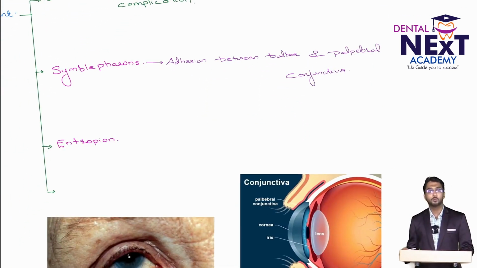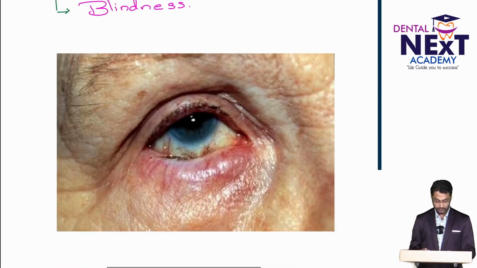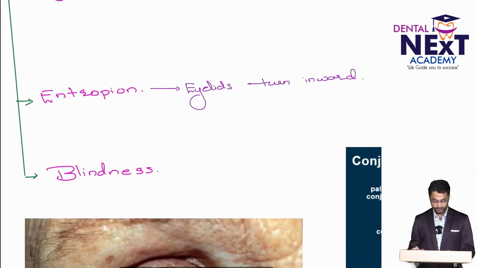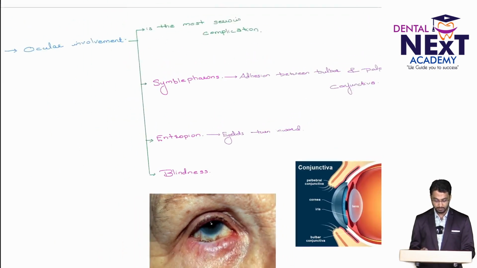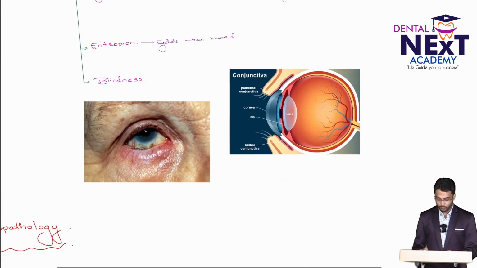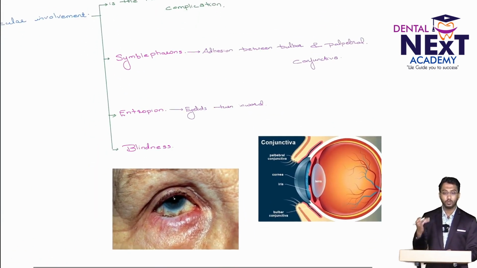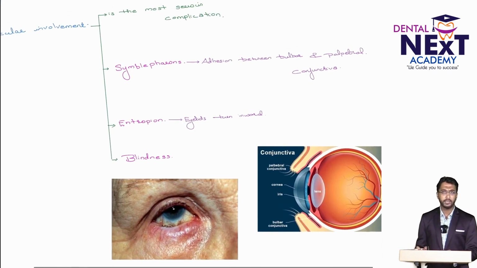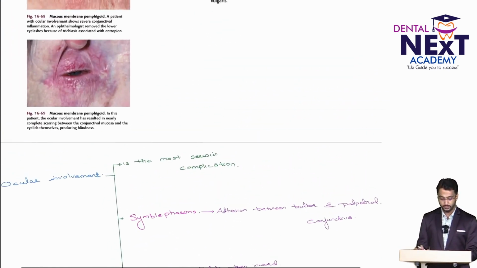Now, entropion is another term: the eyelids turn inwards. See, there's the inward turning of the eyelid. Finally you end up in blindness because of scarring. So basically, the ocular involvement is most serious: symblepharon, entropion, the inward turning of the eyelid, and finally blindness. Blindness is more common in which, pemphigus or pemphigoid? It's pemphigoid. Scarring is more common.